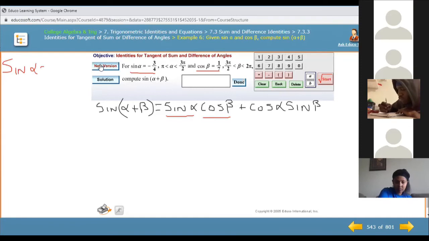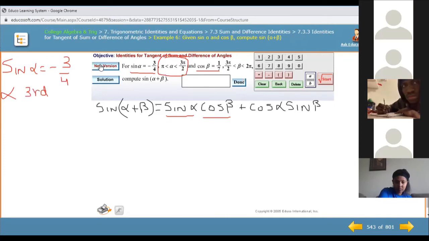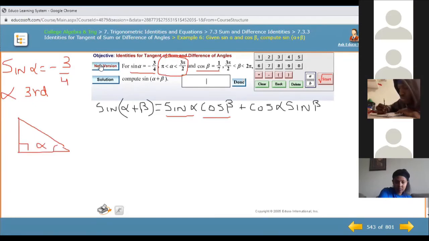Sine alpha is -3/4. Alpha is in which quadrant? Over here, alpha is in, again, 180 to 270, the third quadrant. We'll draw a right triangle and say this angle is alpha. Sine is opposite over hypotenuse. So opposite is 3, hypotenuse is 4.